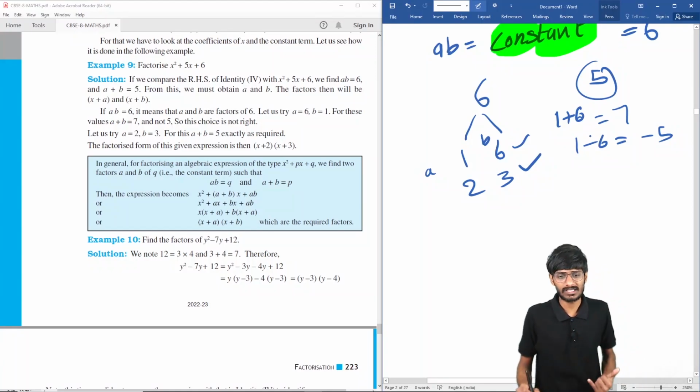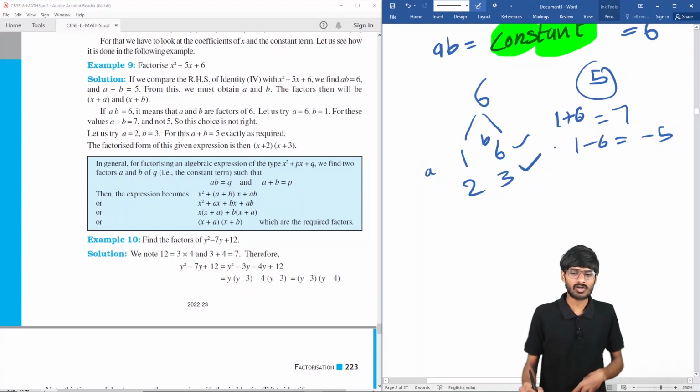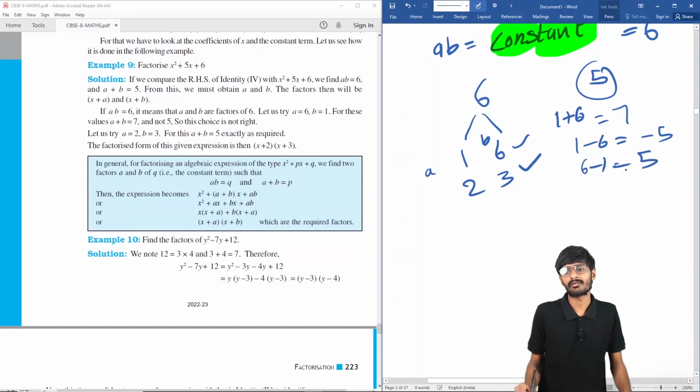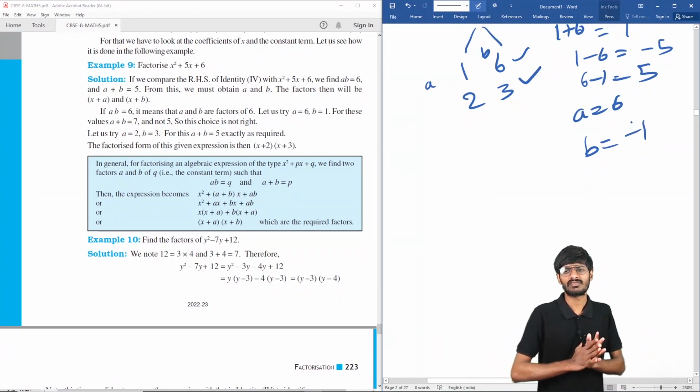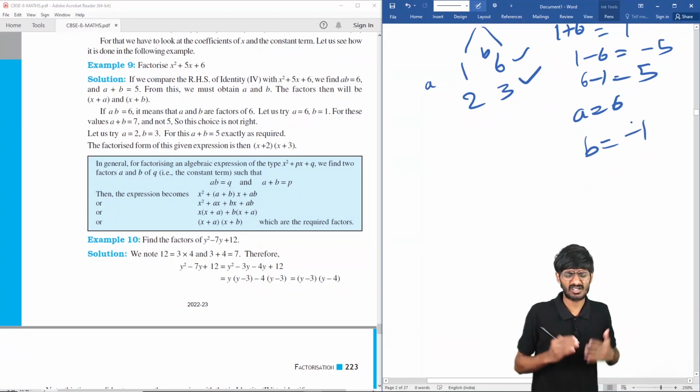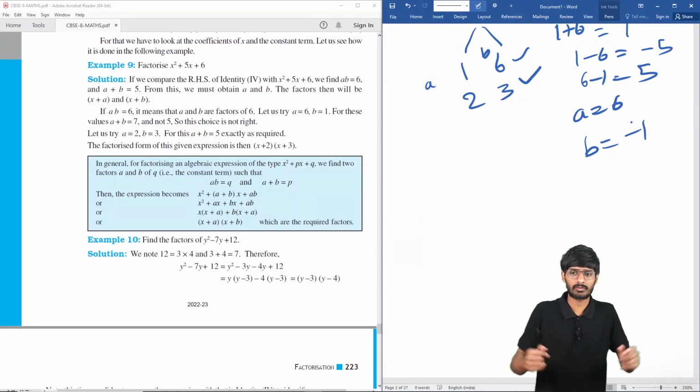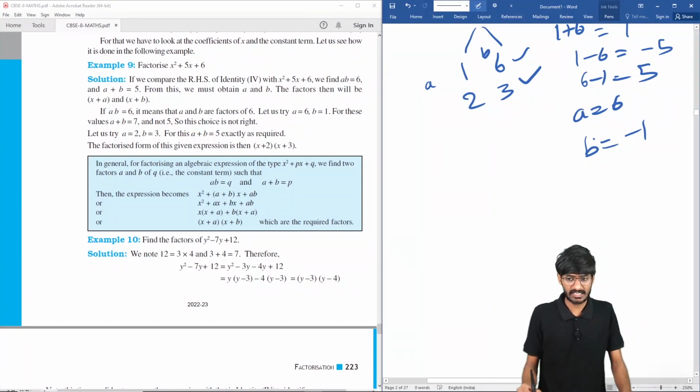So how can we do this task? Okay, you can write 6 minus 1, it is 5. So like that you can take the A value as 6 and the B value as minus 1. Suppose you don't like negative numbers, sir, I don't want negative numbers, I only want positive numbers, if that is your case, then you can choose these numbers also.